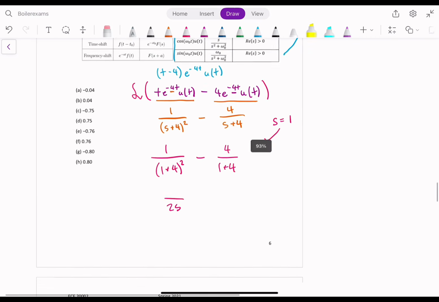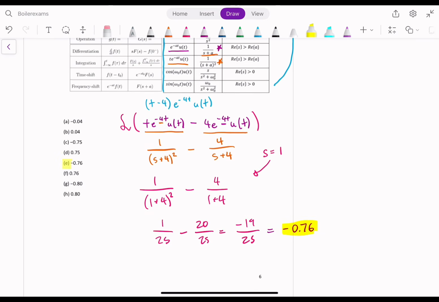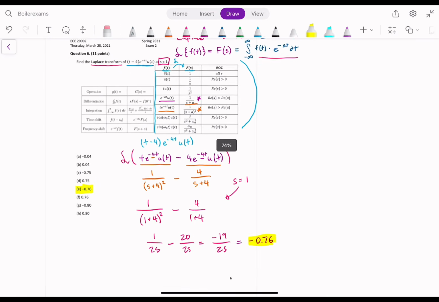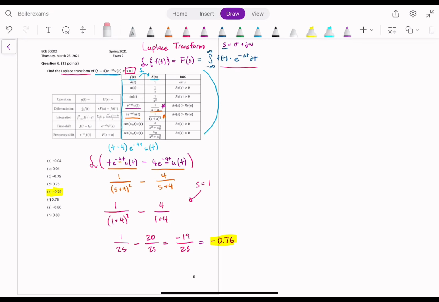Very simple question, pretty straightforward. This is our answer right here. Just to review what we did, they wanted us to Laplace transform this function and then plug in a value of s is equal to 1.